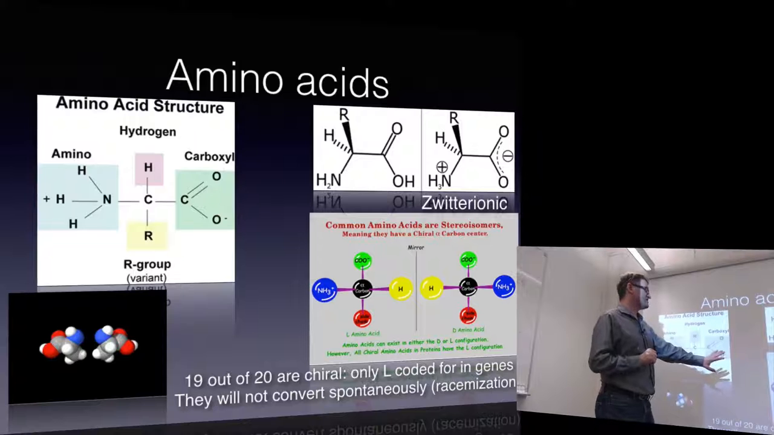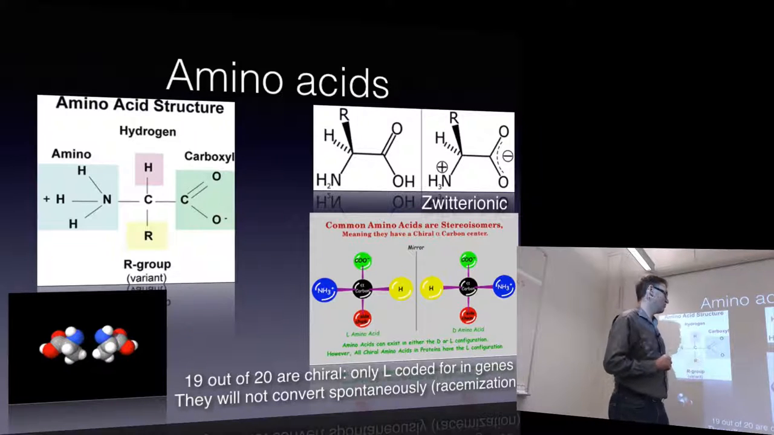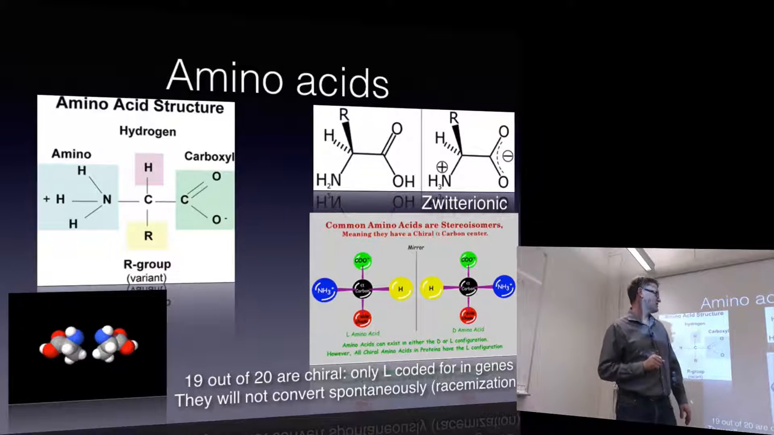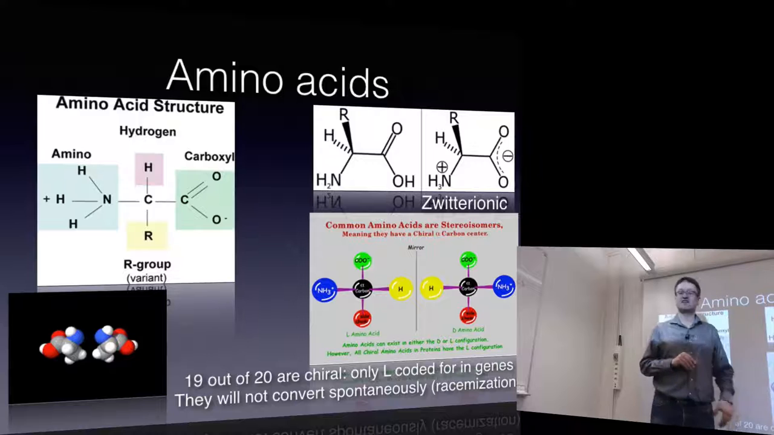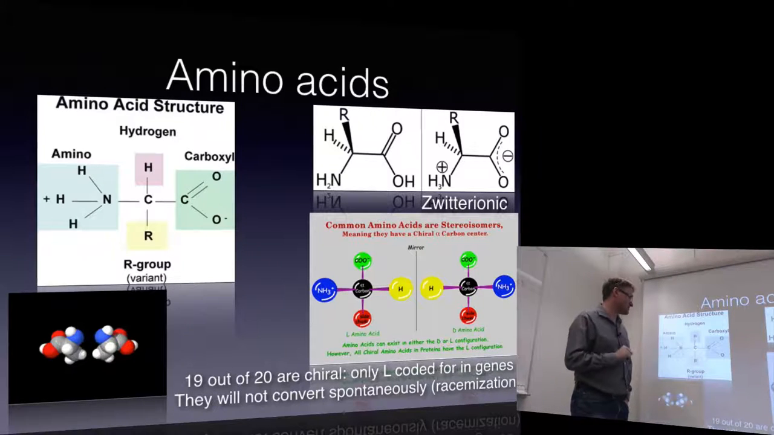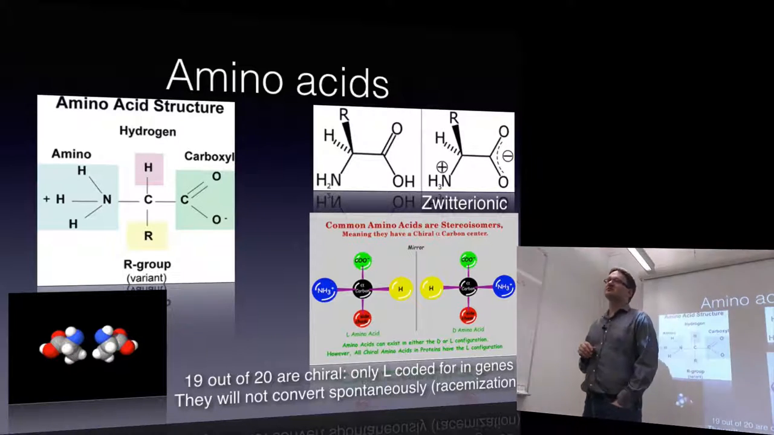All the amino acids encoded in your genes, unless you're somebody very special, no, I've never heard of that, all genes code for L amino acids. The exact definition of L and R, you can look up on the internet if you want to, but it's not important from this point of view. But they're literally mirror images. Or rather, almost all of them are. 19 out of 20 are chiral. So which one is the exception?